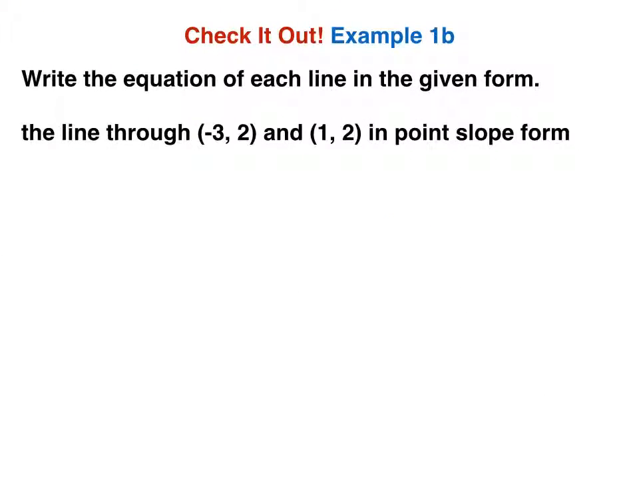Go ahead and write the equation of each line in the given form. The line through -3, 2 and 1, 2 in point-slope form. Go ahead and pause the video now.